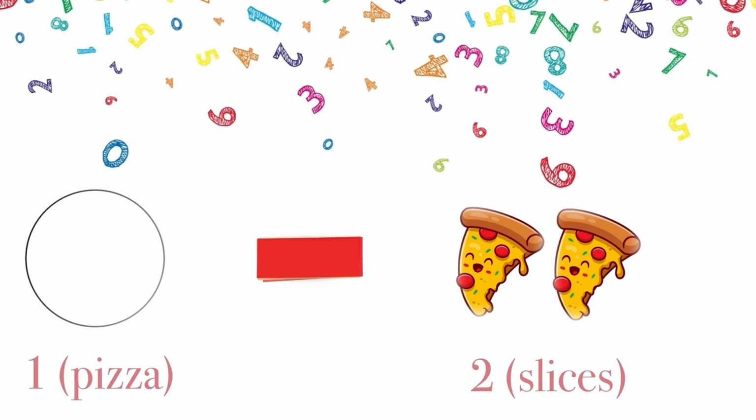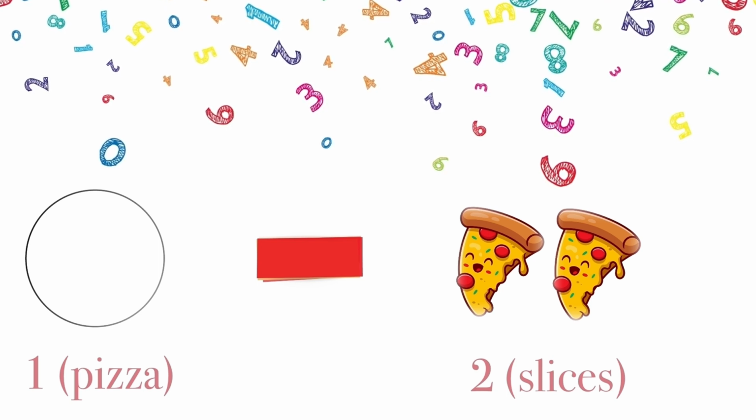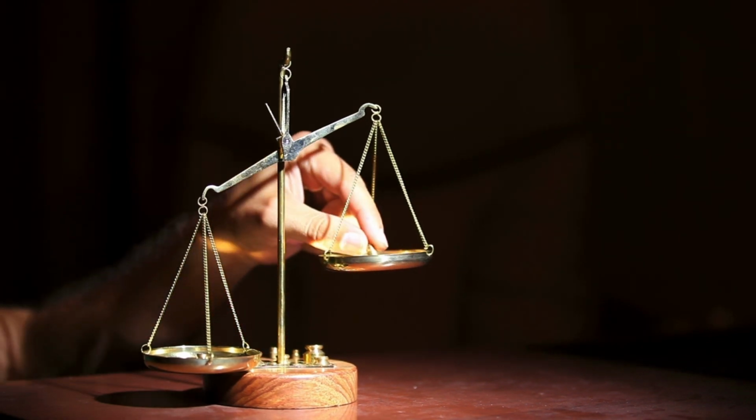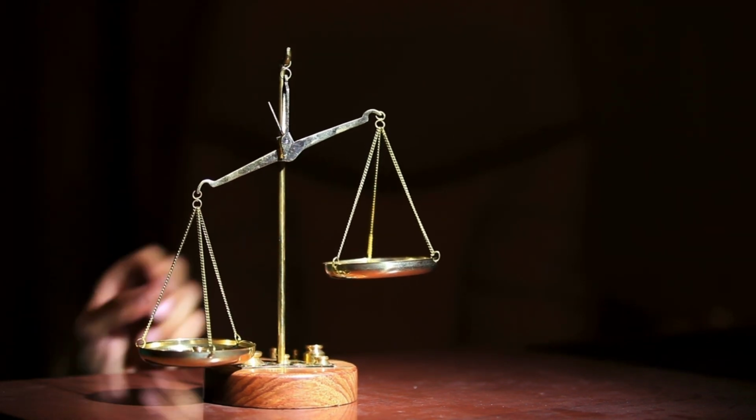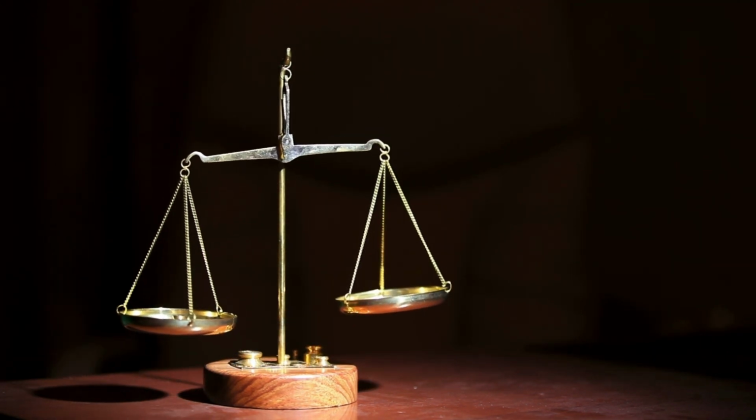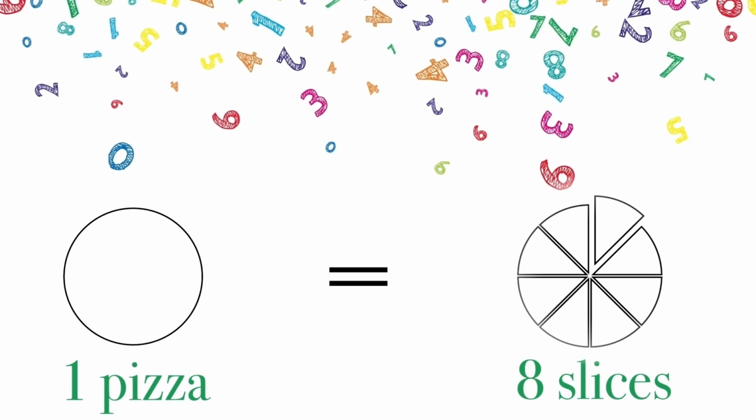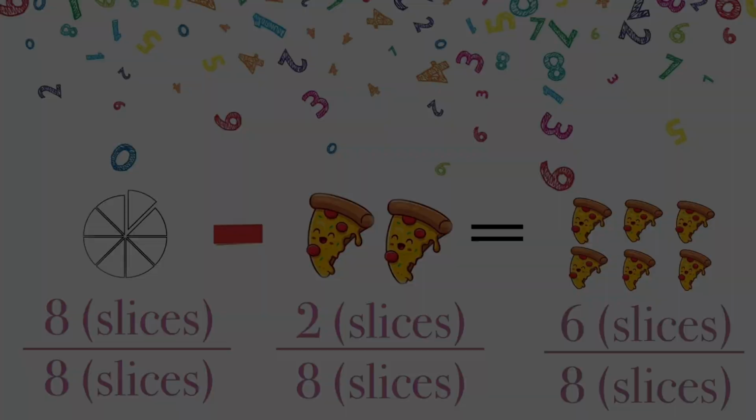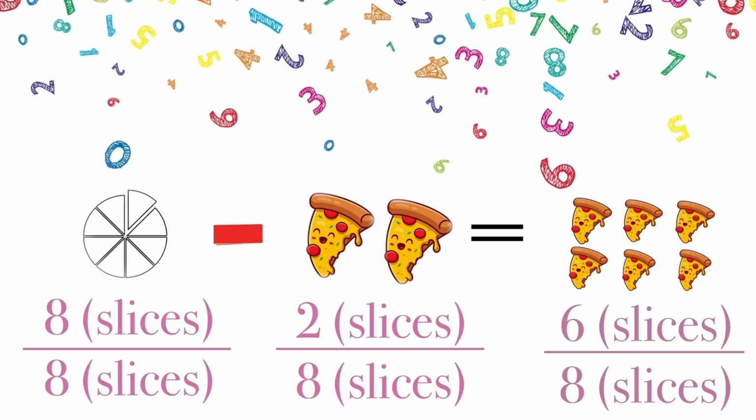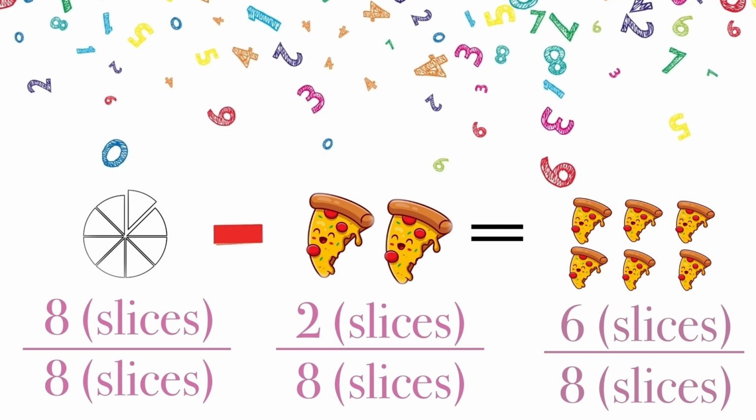Oh, but this simply won't do because we have 2 completely different types of quantities. In math, everything must be on the same playing field, equally proportionate to all aspects of the problem. This is an easy fix, however, because we know that this one pizza is comprised of 8 slices. Now we have 8 slices minus 2 slices. And now we can perform a proper subtraction operation.